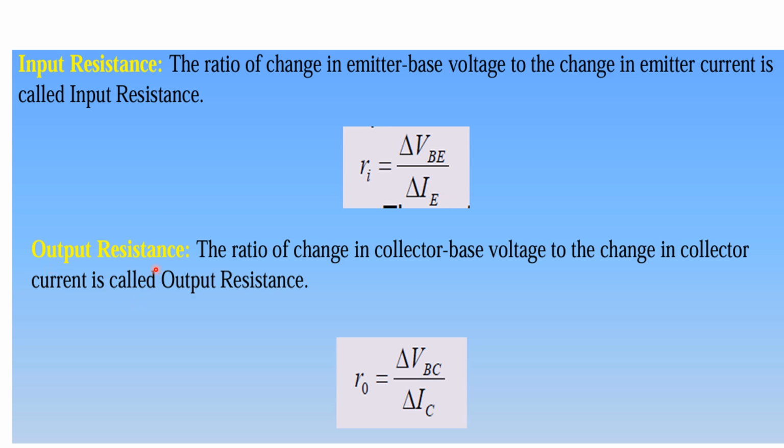Like that, we will find out the output resistance, the rate of change of output voltage to the rate of change of output current. In the output characteristics, take any 2 points on the graph, the delta change in output voltage to the corresponding change in the output current.